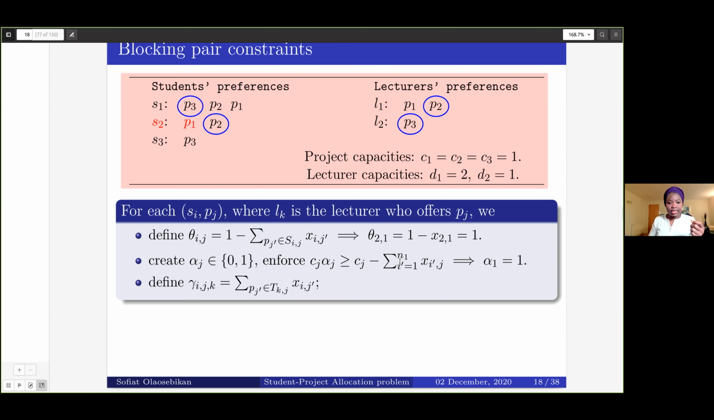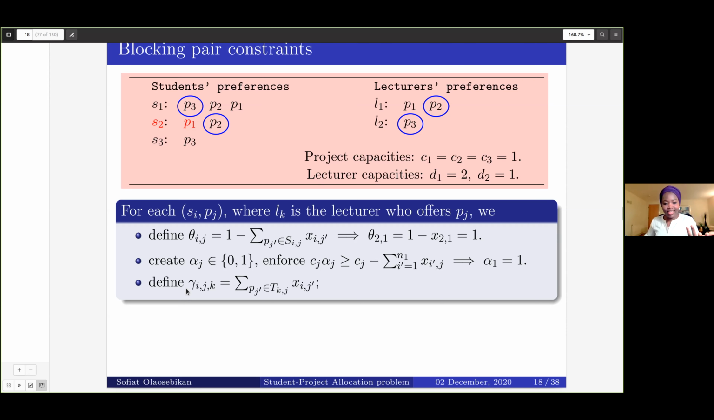And the next thing in this case is to check if the student is already assigned to a project offered by the lecturer. For here, remember we have 3 definitions of blocking pair. The first one is that the student wants to be assigned to the project, 1. Next, the project is undersubscribed, 2. Next, is the student currently assigned to something the lecturer is offering? Because S2 is currently assigned to P2. P2 is offered by L1, and S2 wants to go to P1. P1 is offered by L1. That's a very nice blocking pair.